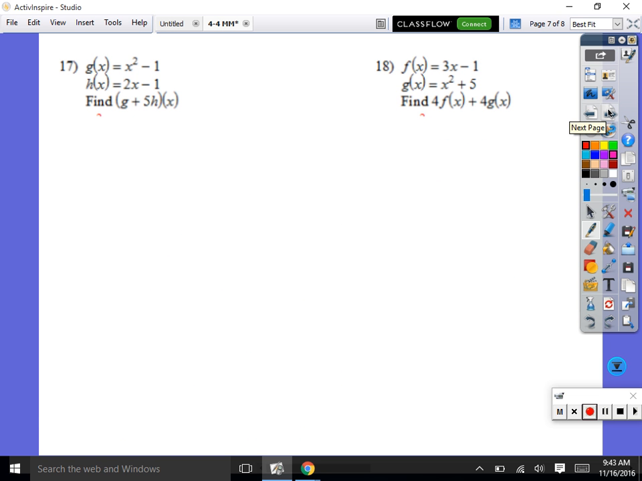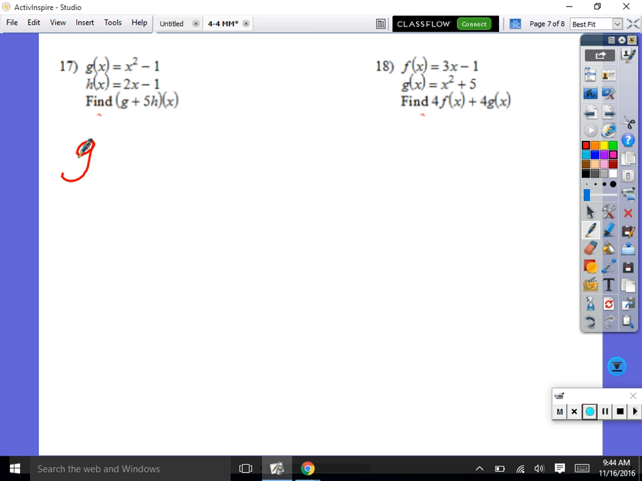Okay, just a couple more. These are the last two that I'm going to let you just go for it. So here we go, 17 and 18. So notice there's a couple different things here. Notice what we're asked to find is g plus 5h of x. So let's write this out. This is really, so it's addition, correct?